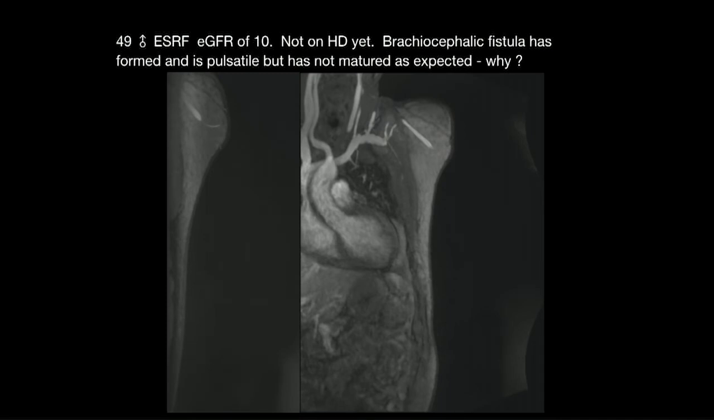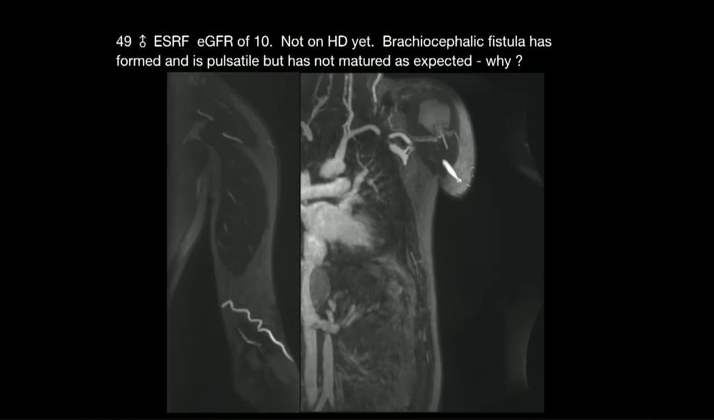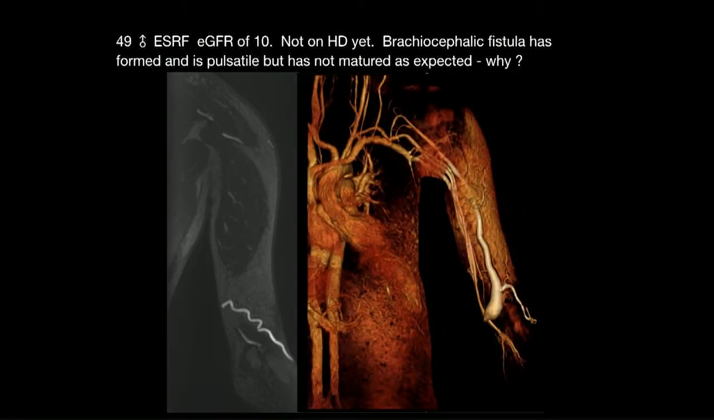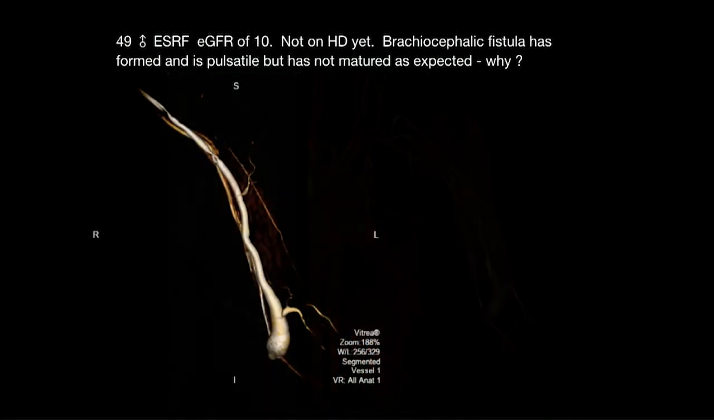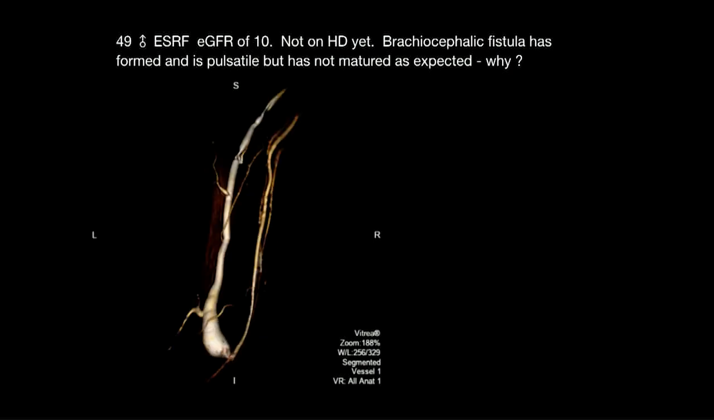So renovascular imaging, I thought I'd just put this in at the end. Okay, this isn't the kidneys so much, but it is a patient who's got renal disease. This is a patient who's got an eGFR of 10 with end-stage renal failure. They're not on hemodialysis yet, but their brachiocephalic fistula has been formed and it's pulsatile, but it's not matured as expected. So why is that? The reason is, if we look through this, that there is something going on with the outflow from that fistula. It's flashing past you very quickly there, but if I go back and volume render this, you can see that there's a tight stenosis in the outflow for this fistula, and that's why the fistula is not maturing. So we can go and do an angioplasty.